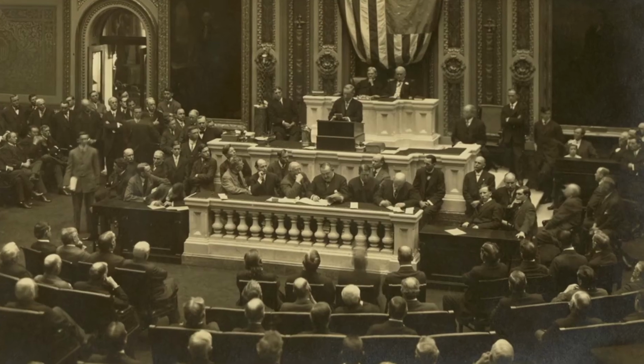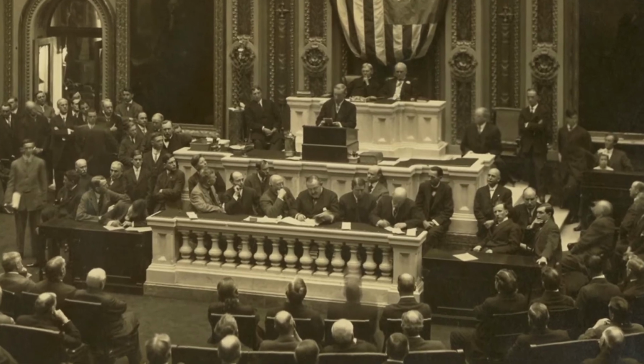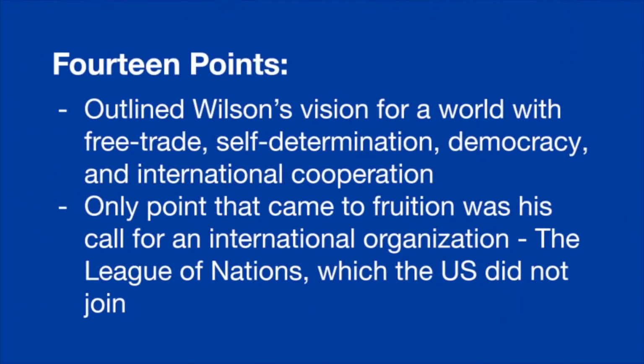He drafted up his 14 points, which outlined his vision for a world with free trade, self-determination, democracy, and international cooperation. The only one of his points that actually came to fruition was his proposal for an international organization to deal with conflict in the form of the League of Nations.